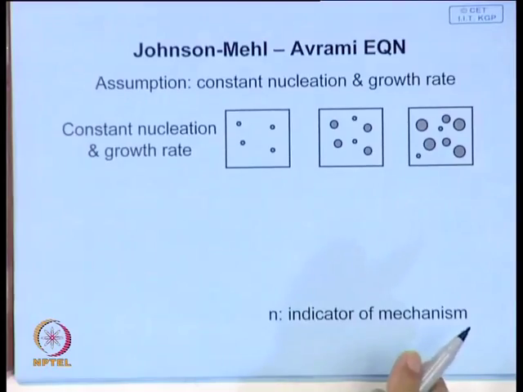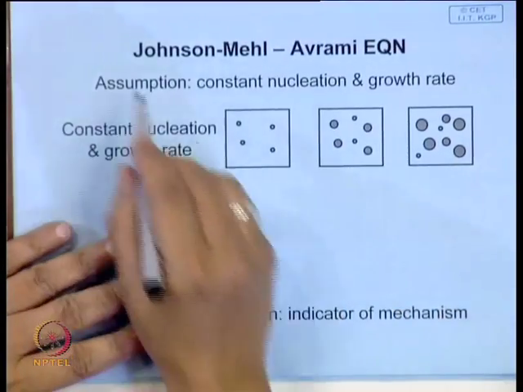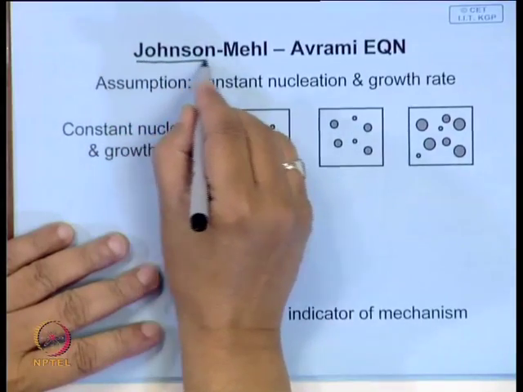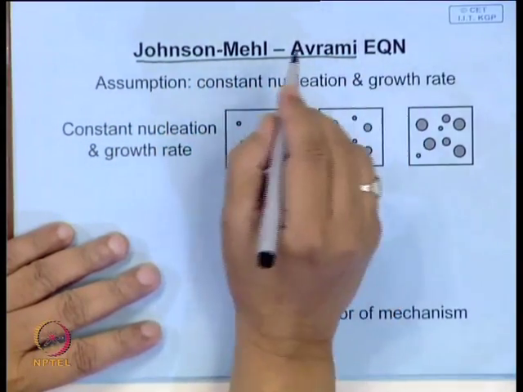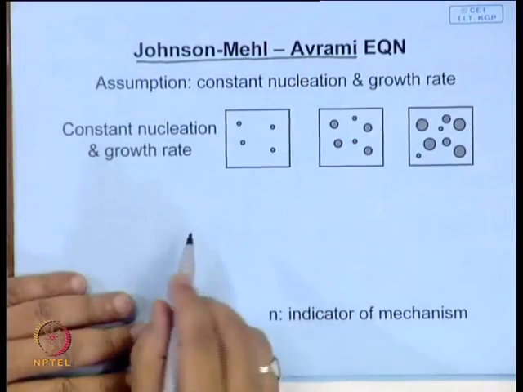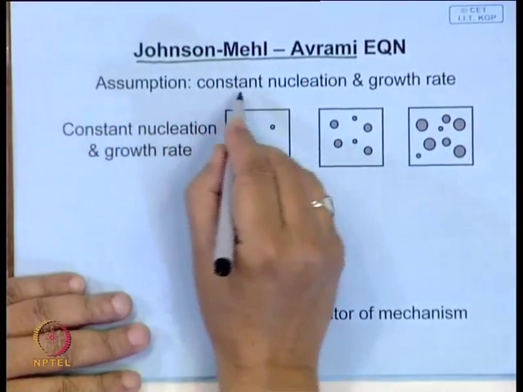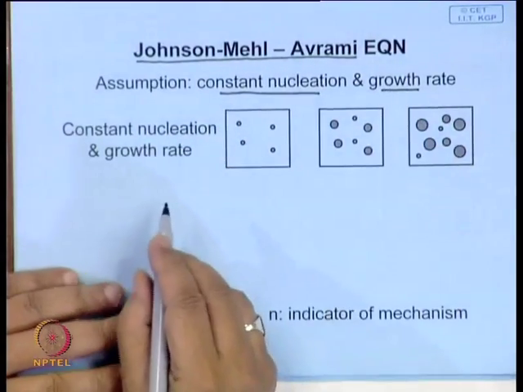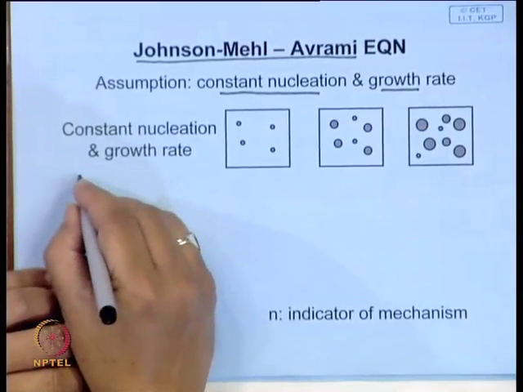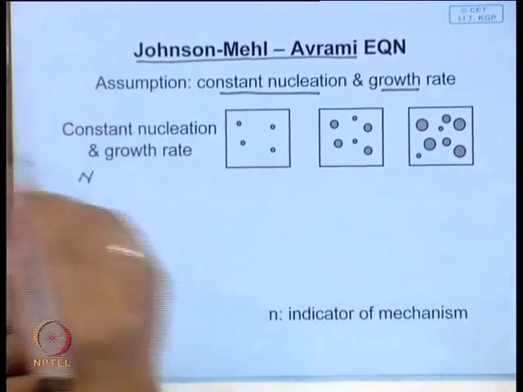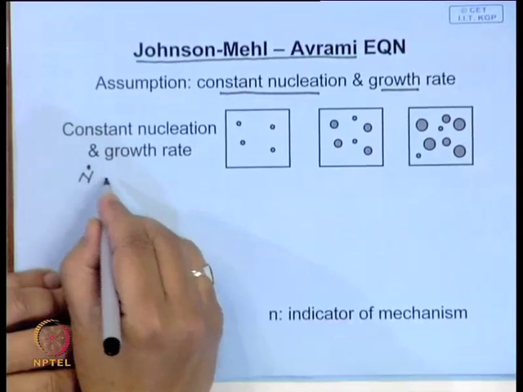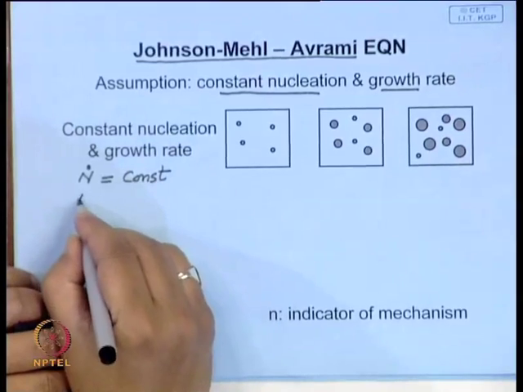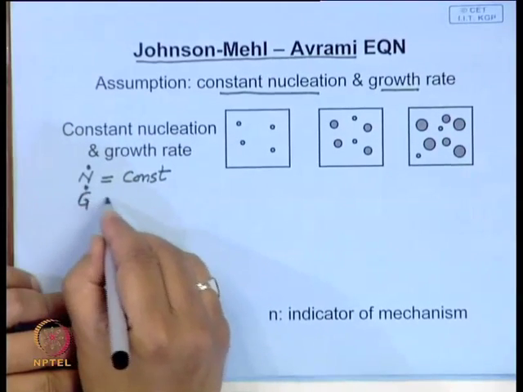Now, for the pearlitic transformation, it has been extensively studied, and it follows this Johnson-Mehl-Avrami equation. And here the assumption is both nucleation and growth rate are constant. That means, in the previous model we assumed a fixed number of nuclei, and here we say that the nucleation rate, n dot, is constant and the growth rate is constant.